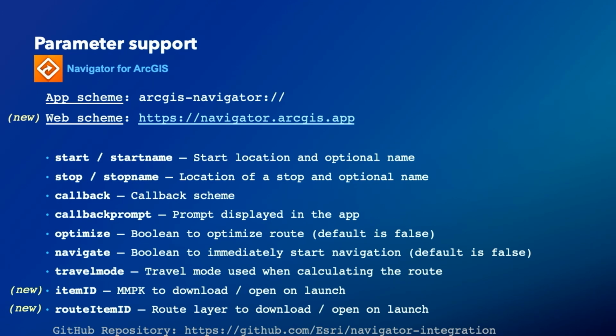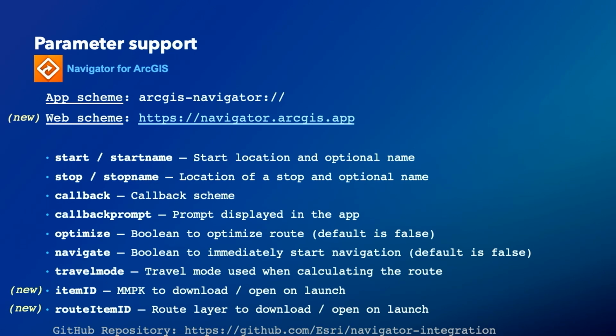But basically, you have the option to do a couple things. You can pass a route to Navigator by providing a combination of a start location and any number of stops. So you can actually chain multiple stops together to form a route. You can provide a callback scheme, which we'll see a little bit later, which will actually open up any previous application that you want to open after the route completes.